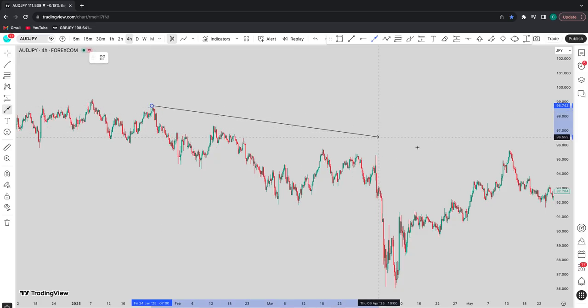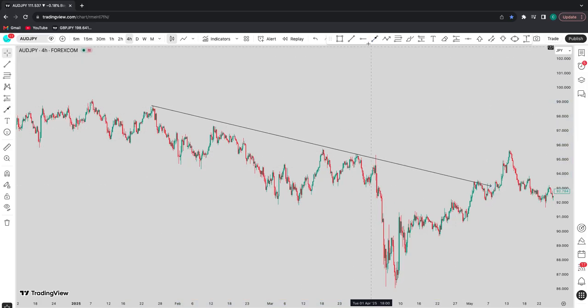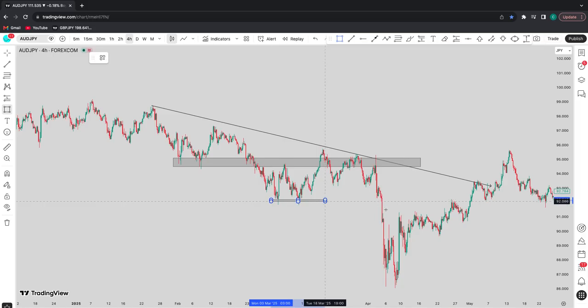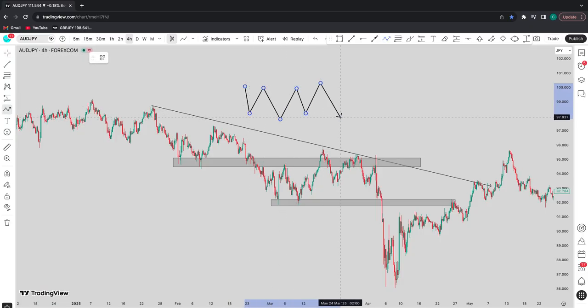4-hour chart, trend line, support and resistance, so it's not that difficult. If the market is stuck in a box, creating high, low, not giving you a clear direction, then you want to stay away from a market like this.